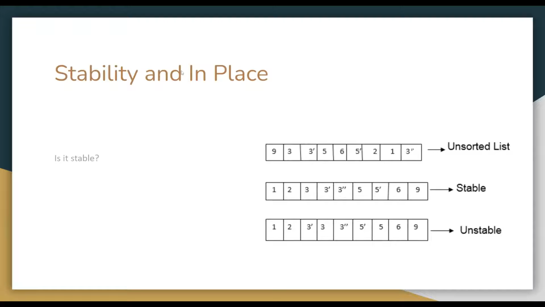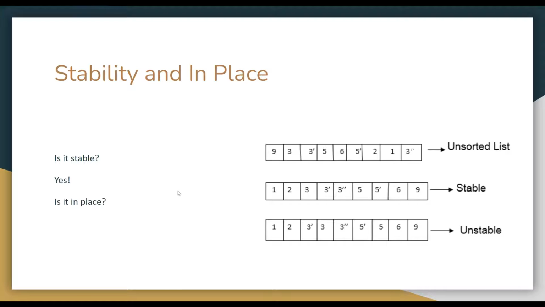Stability and in place. Is counting sort stable? Well, first, what does stable mean? Stable is when equal elements of an array stay in the same relative order in the sorted array. So, for example, in this unsorted list, we have 3, 3 prime, and 3 double prime. In the stable array, they will also show up in that order, 3, 3 prime, 3 double prime. However, in an unstable array, they will show up in a different order, 3 prime, 3, 3 double prime. Counting sort is stable, so it will look more like this than it will like this.